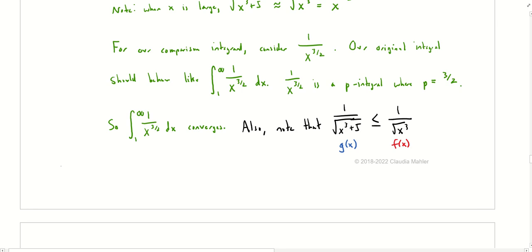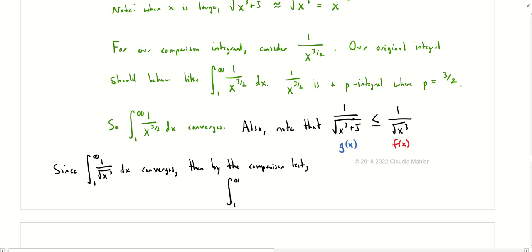So I'm going to say here, since we just showed by showing that we had a p integral, since this integral from 1 to infinity of 1 over the square root of x cubed converges, then by the comparison test, the integral from 1 to infinity of 1 over the square root of x cubed plus 5 must also converge.